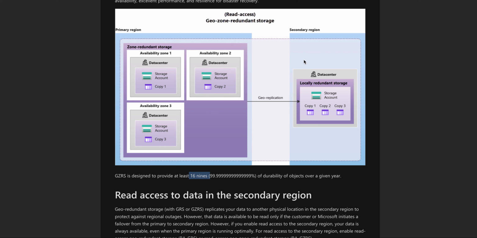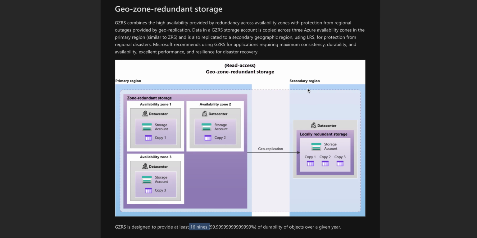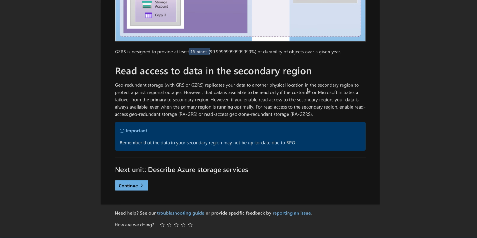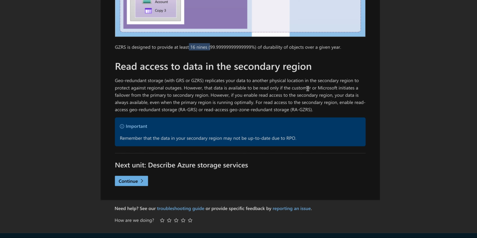And then you have the secondary region, and that follows the LRS principle, where the copies of the data are made within a single data center. So that's what you've seen in the last video. Today let's talk about read access to data in the secondary region.